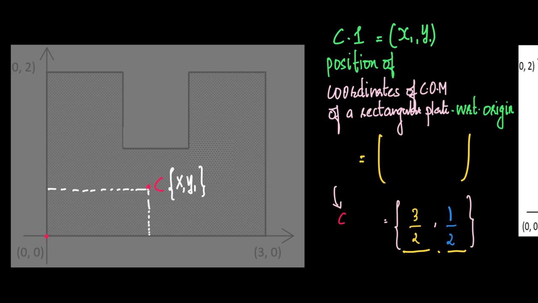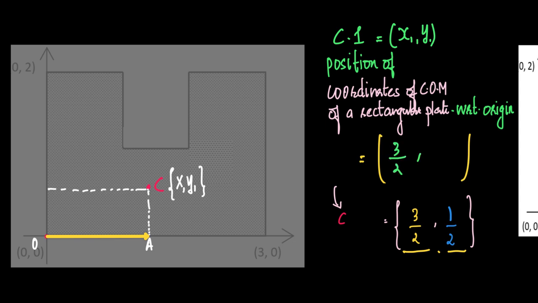Let me just write down these values, maybe that will make more sense. So x1 will be this distance, O to A, OA. And how will you measure OA? You will measure OA like this. So this is the measure OA, right? And what will be the measure OA? The measure OA is equal to this length, which is 3 by 2. So x1 here is equal to 3 by 2.